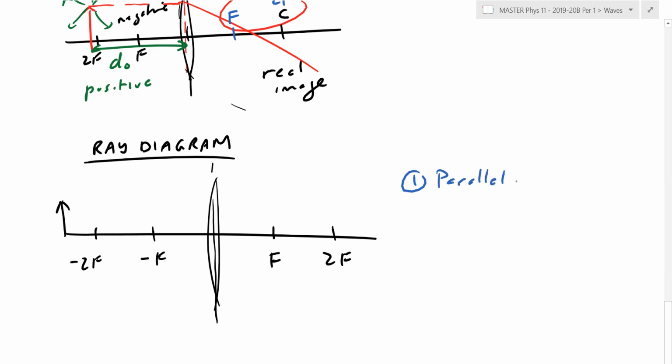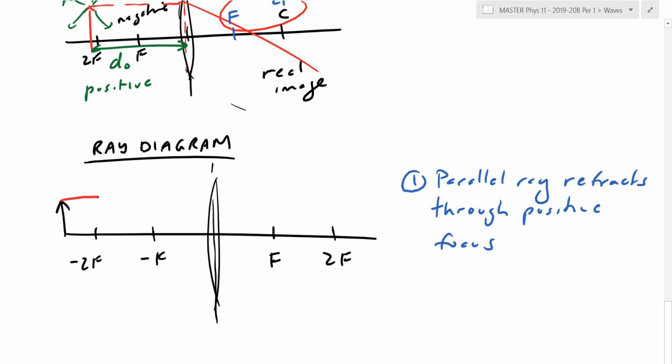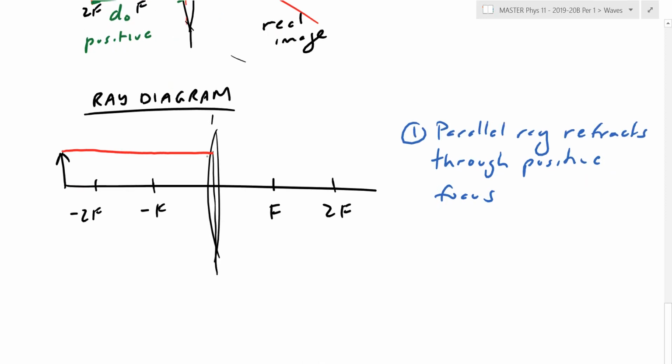A parallel ray, very similar to a mirror. A parallel ray this time refracts, so it's not a reflection, it doesn't bounce back, but refracts through the positive focus. We expect the light ray to get through. So if this were a candle, I send in a parallel ray. Make sure you do this with a ruler, especially when you're working on your worksheets. Parallel ray here, this time instead of bouncing back and coming back through this focus, it's going to go through the focus on the other side. That's a solid line because the real light ray actually gets through. I expect it to refract.